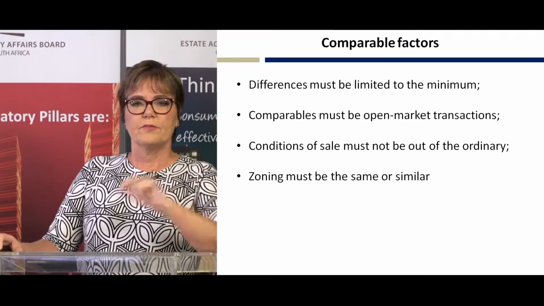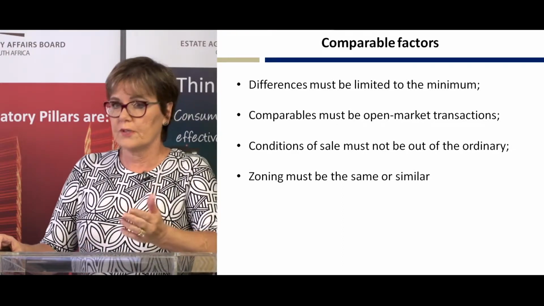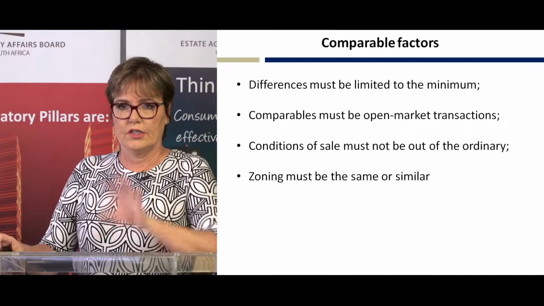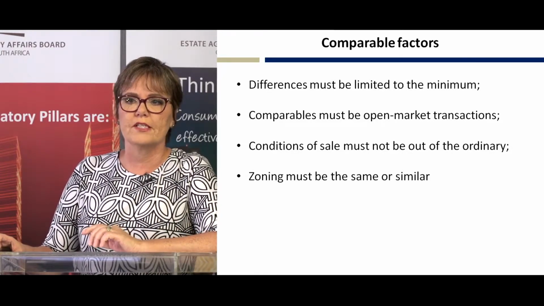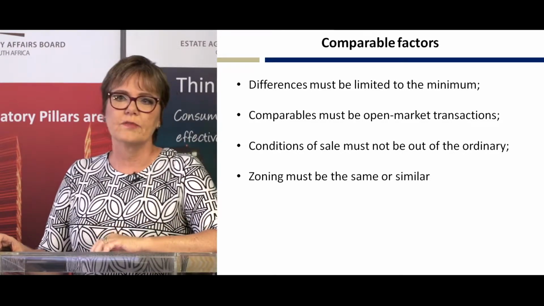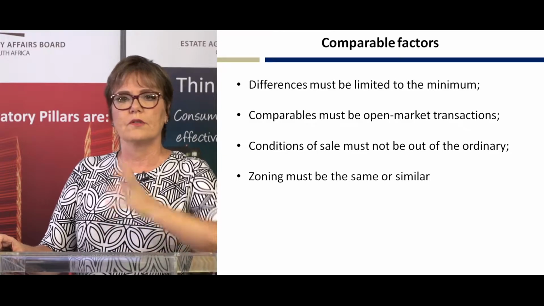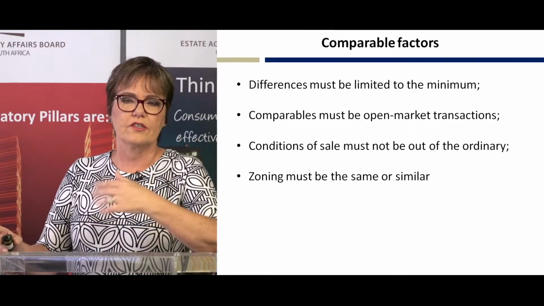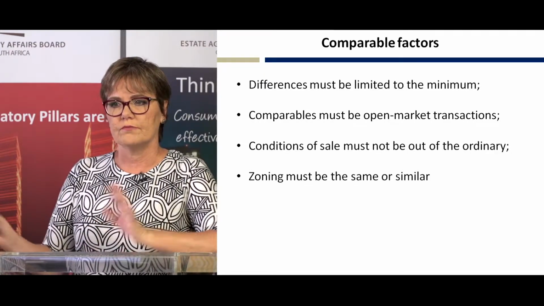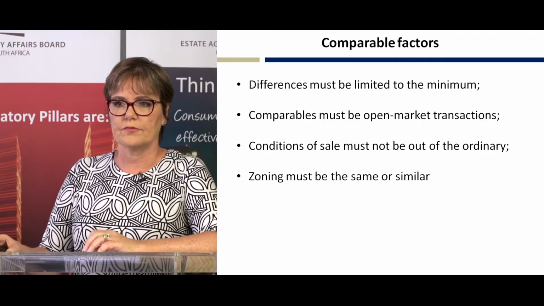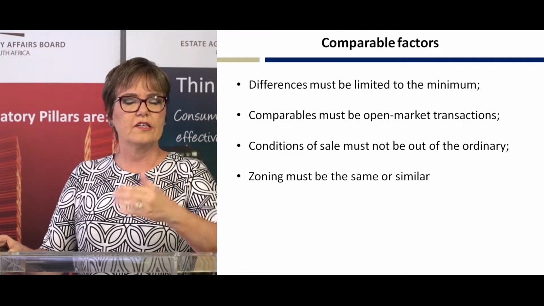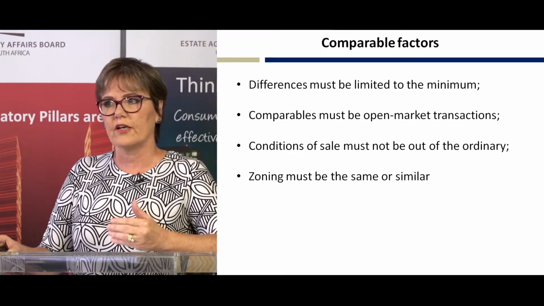If we refer back to our definition of market value, which spoke about an open market transaction, the comparable sales you select to base your value on must be open market transactions. In that sense, it means arm's length. It cannot be between family members or people that have given each other a discount in terms of property sales. It must be between two individual parties. Then the conditions of sale must not be out of the ordinary.